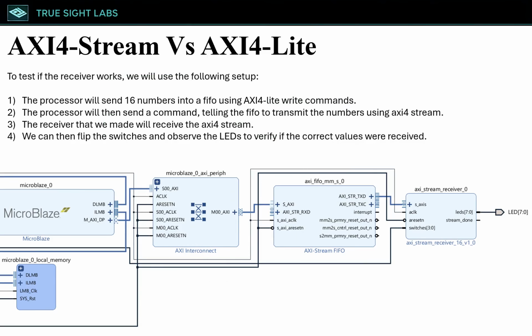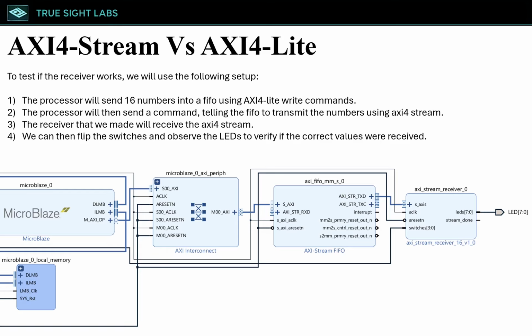To test if the receiver works, we will use the following setup. First, the processor will send 16 numbers into a FIFO using AXI4 write commands. Second, the processor will send a command telling the FIFO to transmit the numbers using AXI4-Stream. Third, the receiver that we made will receive the AXI4-Stream. Fourth, we can then flip the switches and observe the LEDs to verify if the correct values were received.